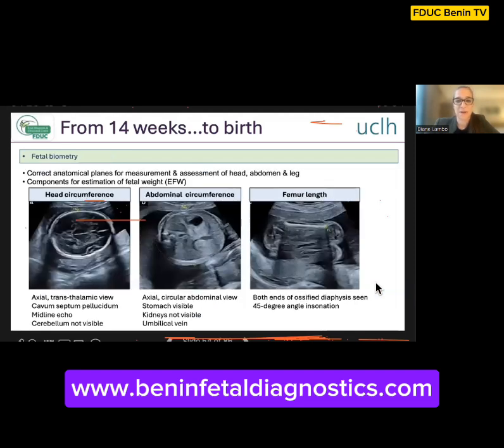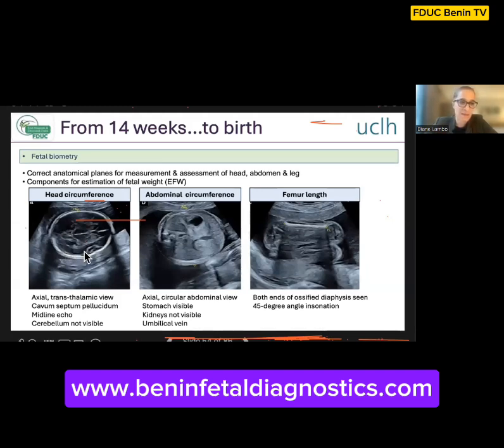Next session covers fetal biometry and the usual anatomical planes that we use to measure the head, the abdomen, and the leg. And these are the components that we usually use to calculate the estimated fetal weight. You can see here 3 images. The first image to the left is your head circumference. And again, this is what we call an axial or transverse view of the head.